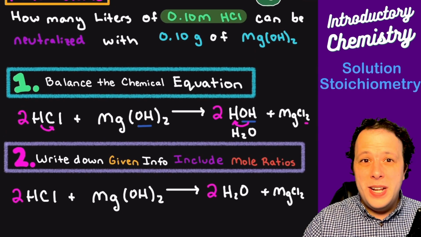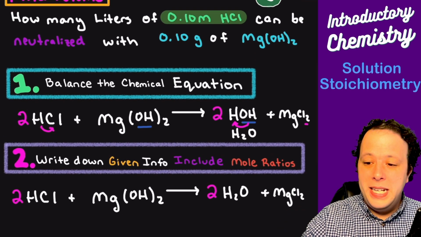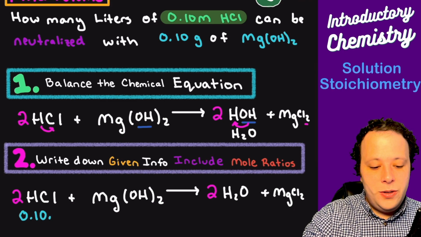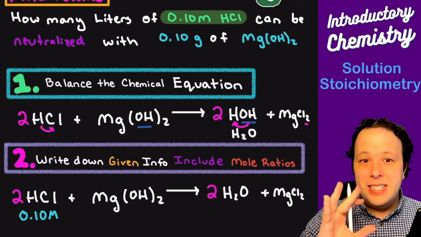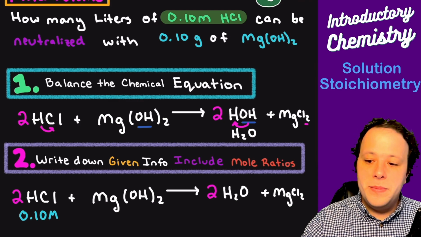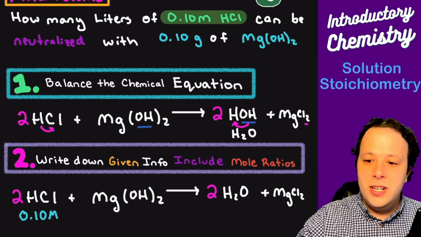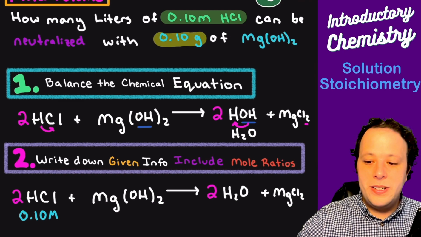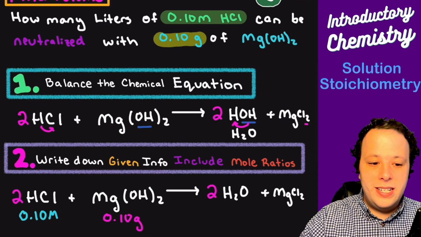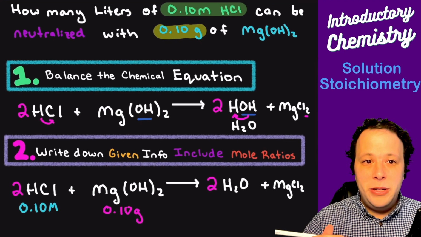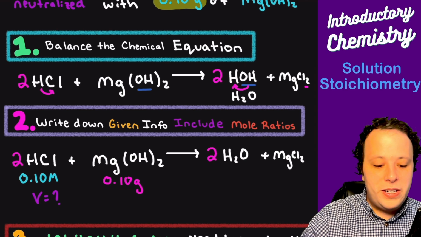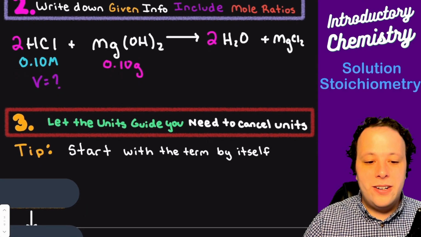Then we are going to recopy all of the pieces of information that are really important. The first part was 0.1 molar HCl. We're going to write that under HCl so that it stays with it. Now, the next part of information that was really important was how many grams of magnesium hydroxide we have, right? As we can see, we had 0.10 grams. So we're going to write that underneath our magnesium hydroxide. And what it's asking is how much volume of HCl you have. So we'll put V is equal to a question mark right underneath that, and that will help guide our thinking.